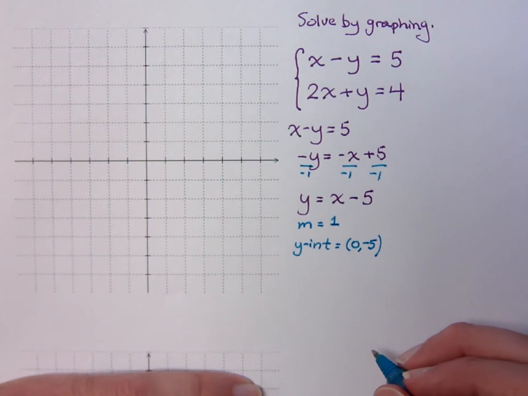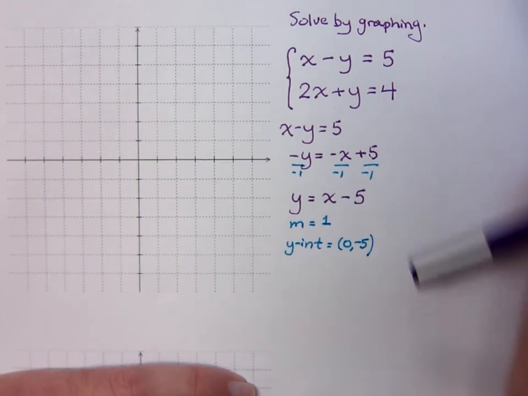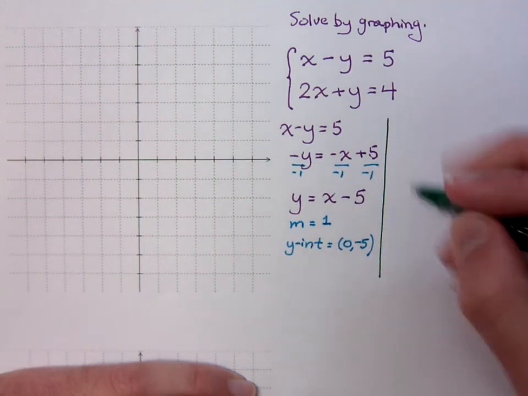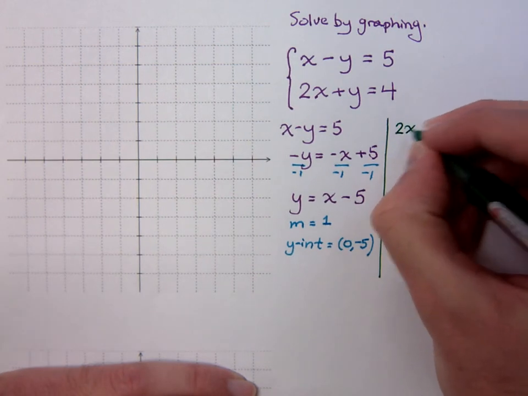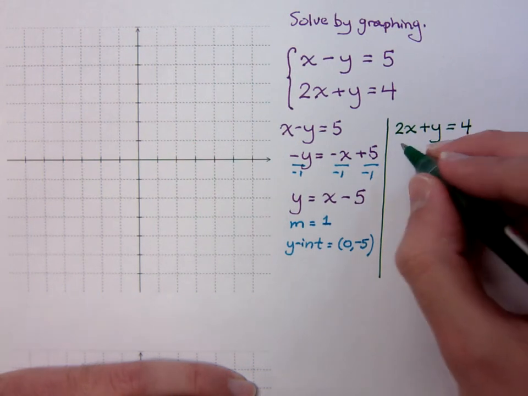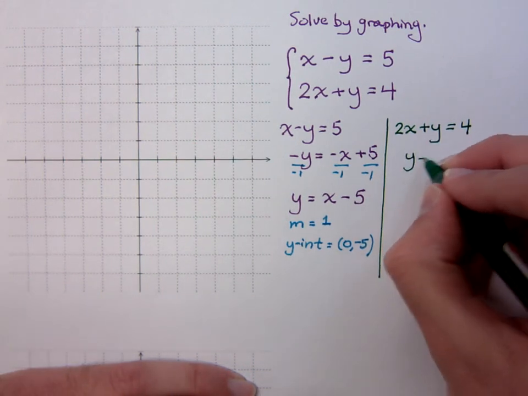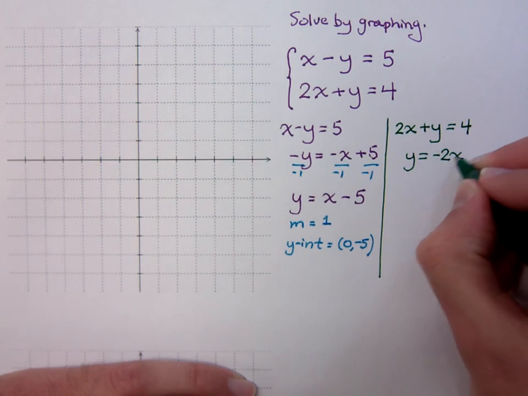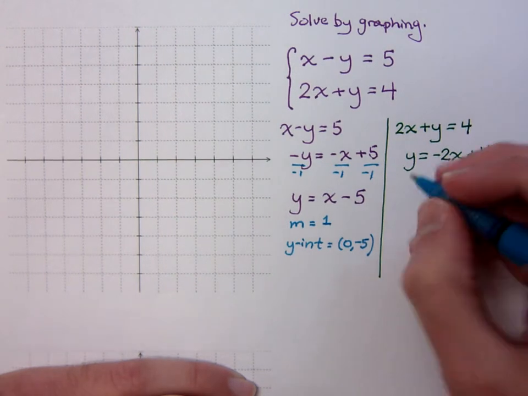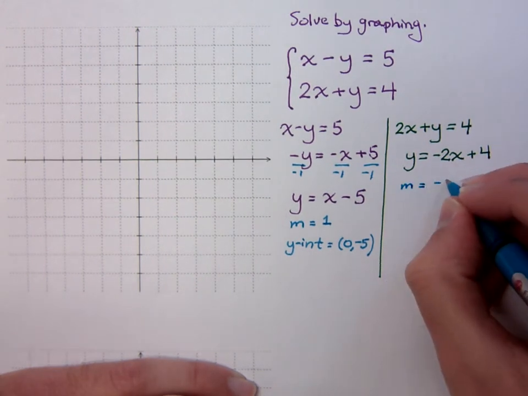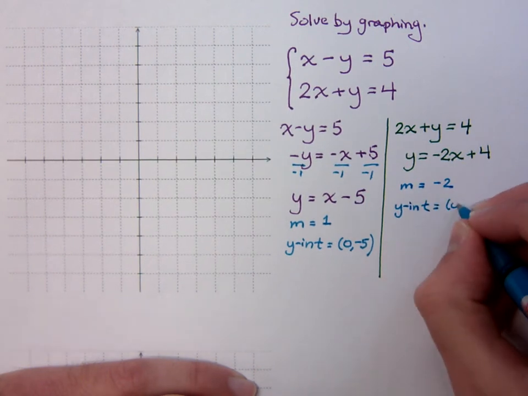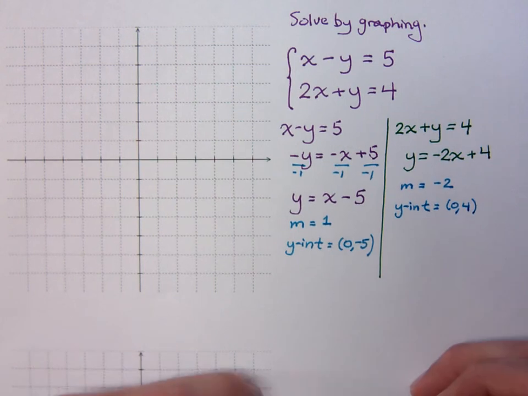You know what, let's go ahead and find the slope and y-intercept for the other equation as well. So for the other equation, I have this. 2x plus y equals 4. I want to get y by itself, so I move the 2x over, and I end up with y equals negative 2x plus 4. And from here, I can determine that my slope is negative 2, and my y-intercept is the ordered pair 0, 4. So let's graph each of these guys.